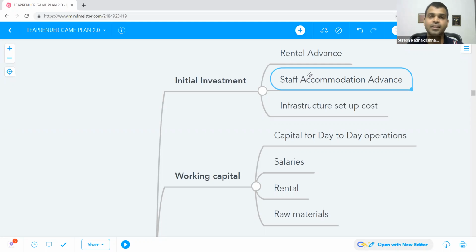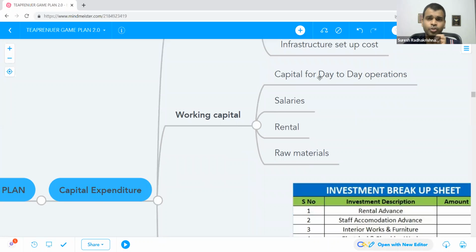Still, you need to manage that. Okay, take that into account. Infrastructure setup cost, be it interior, be it furniture, or be it equipments, end to end. That's your initial investment. Next is working capital, as I already told you.